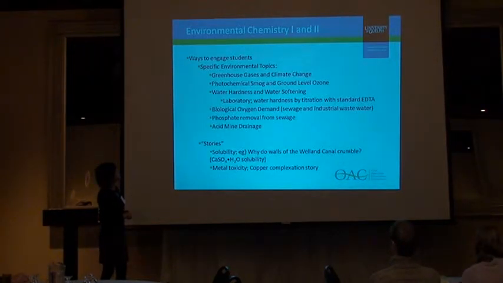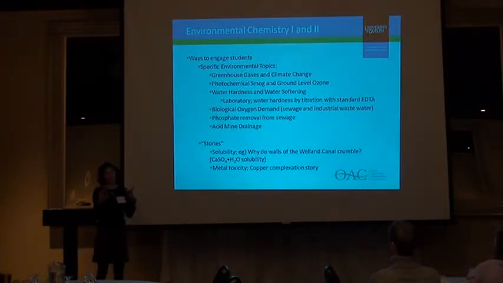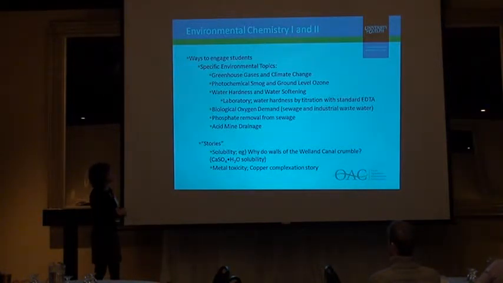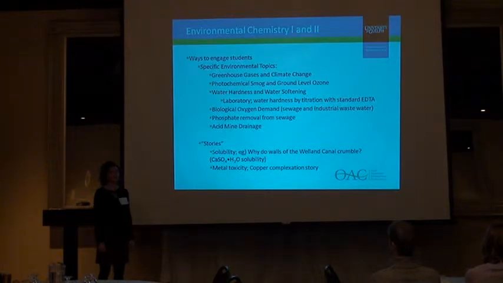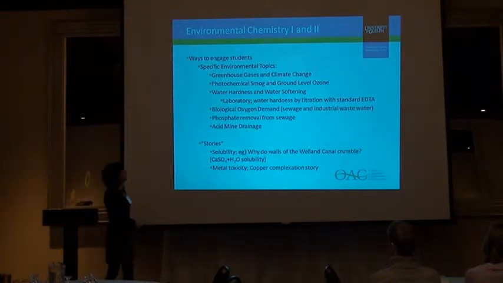Next slide. The other way then was to have specific units developed about specific environmental problems and or environmental issues, and the issues that we talked about in that 2-semester course were greenhouse gases and climate change. We did quite a lengthy unit on photochemical smog and ground level ozone. We also talked about water issues, primarily water quality issues, and in that unit we talked about water hardness and water softening to begin with, which led us into talking a bit about water treatment.